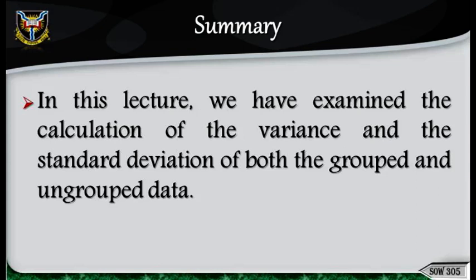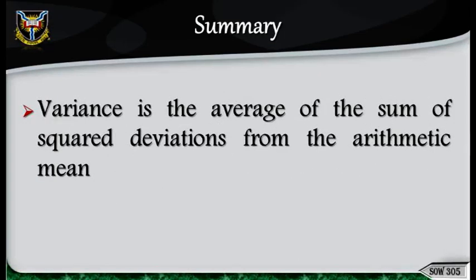Summary. In this lecture, we have examined the calculation of the variance and the standard deviation of both grouped and ungrouped data. Variance is the average of the sum of squared deviations from the arithmetic mean. The standard deviation is the square root of the mean of the squared deviations.